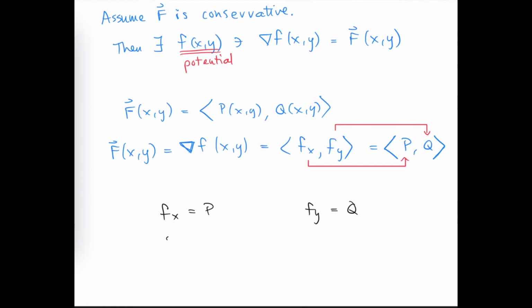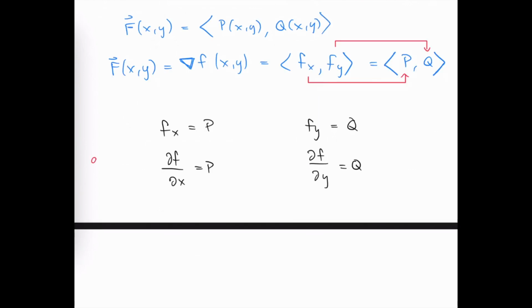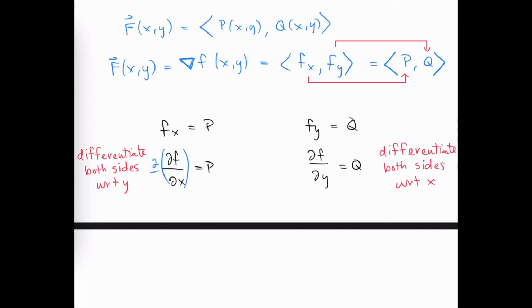Now let's rewrite this using the curly D notation, which says the first partial of the potential with respect to x is equal to P, and first partial of that potential with respect to y is equal to Q. Now let's take this equation and differentiate both sides with respect to y, and on this equation let's differentiate both sides with respect to x. So we'll take the partial with respect to y of this equation on both sides, and the partial with respect to x of this equation on both sides.